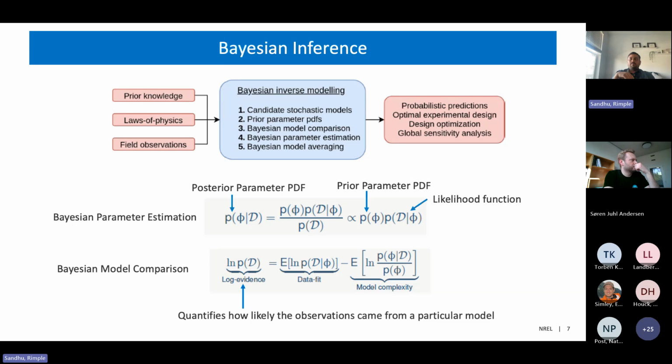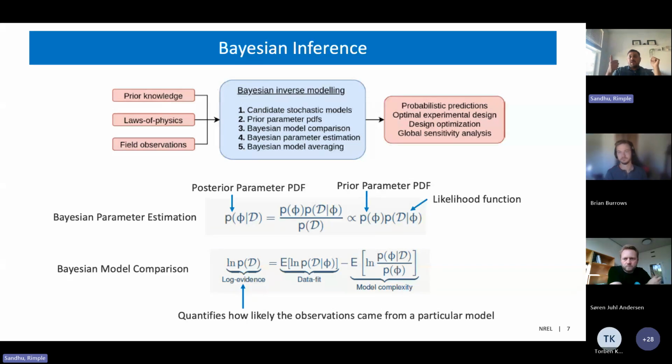Then you use Markov chain Monte Carlo methods to estimate your posterior parameter PDF. Obviously, if you just want to do parameter estimation, you don't have to worry about P of D, which is the denominator in the first equation. But if you want to compare a bunch of models, this P of D becomes very important. It's actually called evidence or model evidence. This is a number that quantifies how likely the observation came from a particular model. So you can use this model evidence to compare different models that you have to capture the physics.